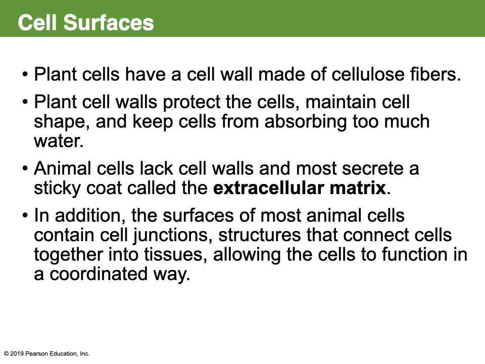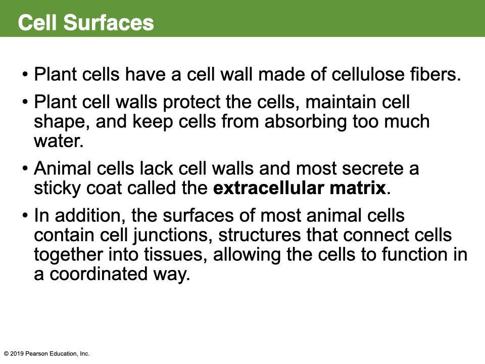Now, plant cells have a cell wall made of cellulose fibers, right? So think of this as like a box. The plant cell walls protect the cells, keep the cell shape, right, because it's a rigid little box, and they also keep cells from absorbing too much water. If an animal cell absorbs too much water, it bursts. Plant cells don't do that. Those rigid cell walls, think of it as like a box. It keeps the contents from bursting open.